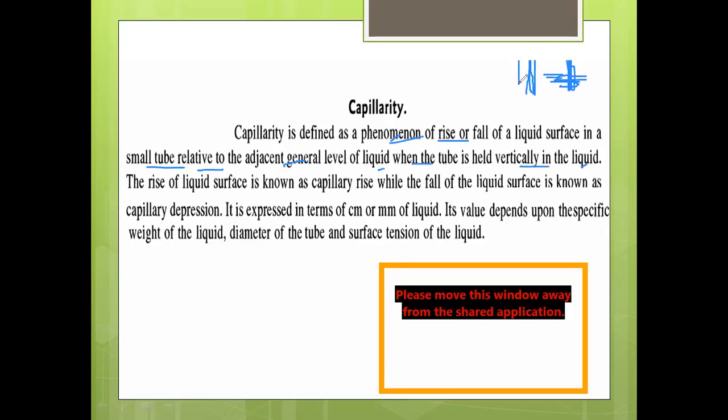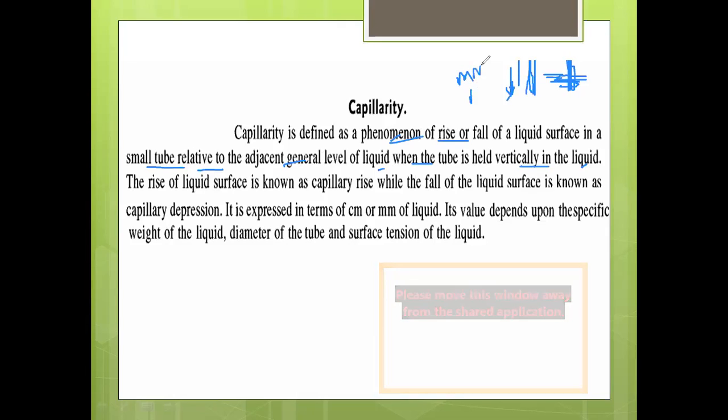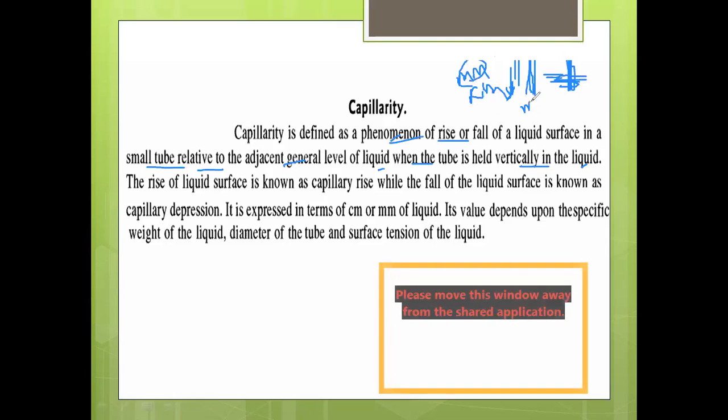As it is a rise or fall, it is a linear distance measurement. So it is measured in mm, millimeter, or centimeter. Generally that rise or fall is in mm, and after that we do the conversion into meter. Directly we cannot use the unit meter here because that much great rise or fall is not going to be achieved, though the tube is small.